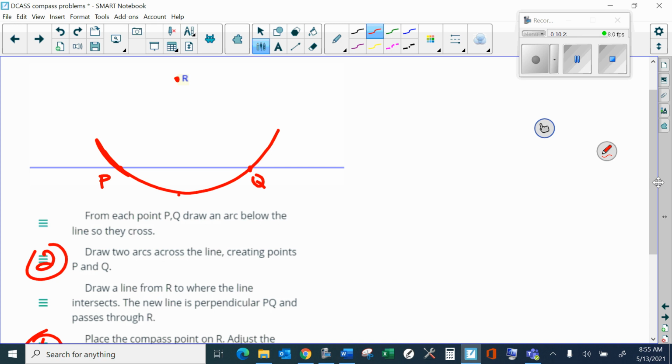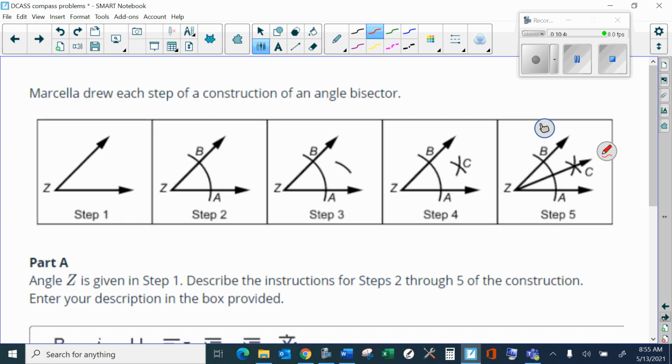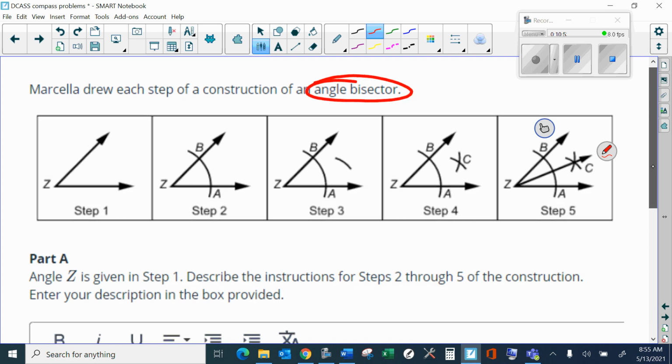From each point P and Q, draw an arc below the line so they cross. So I open up more than halfway, draw an arc, turn around, draw an arc. 3. And now 4, draw the line that connects, going through that right there. 4. Okay, there's your order. Again, here we have an angle bisector construction, another way of doing it.